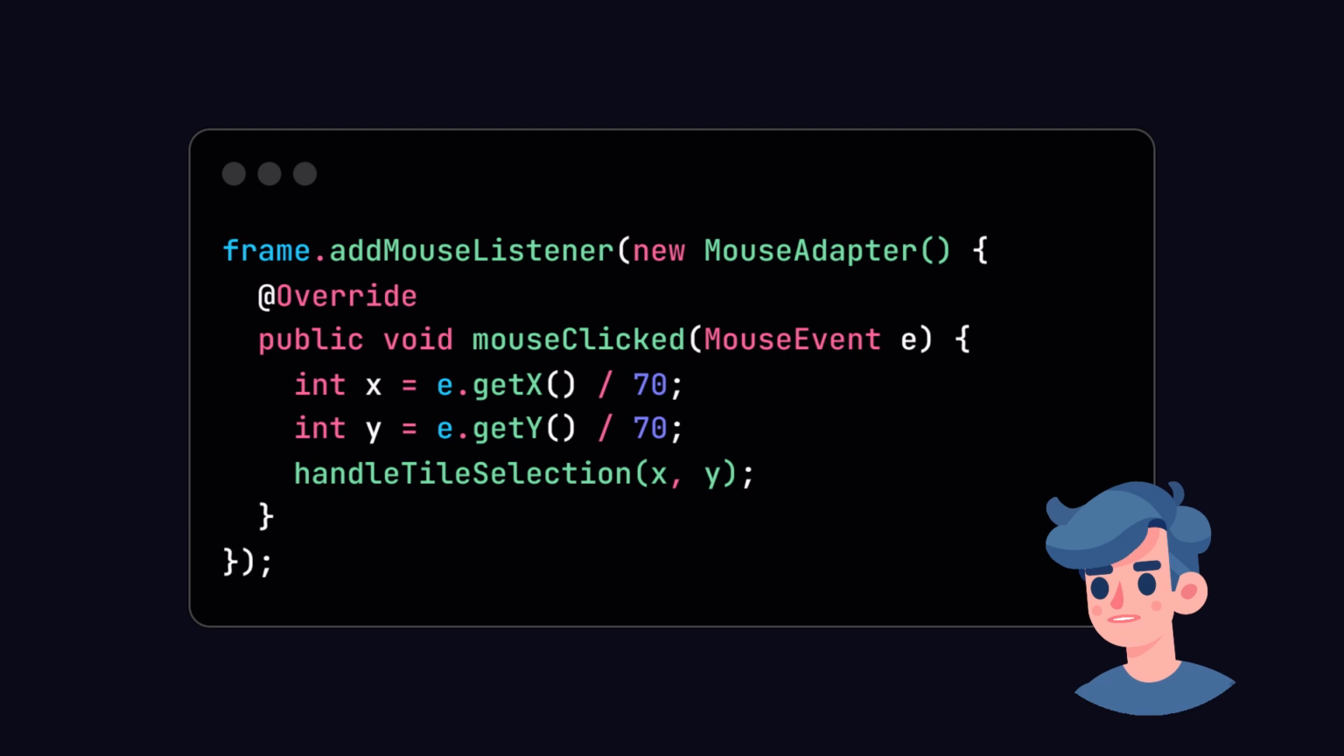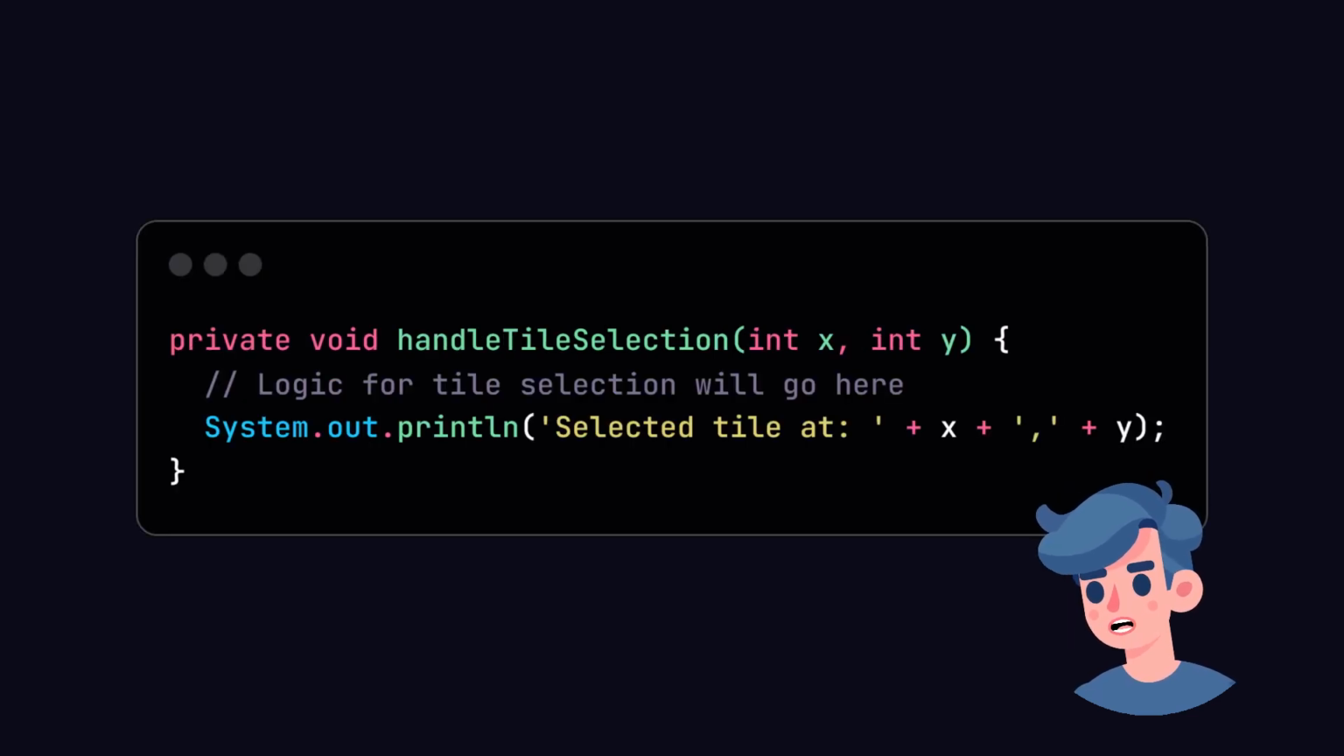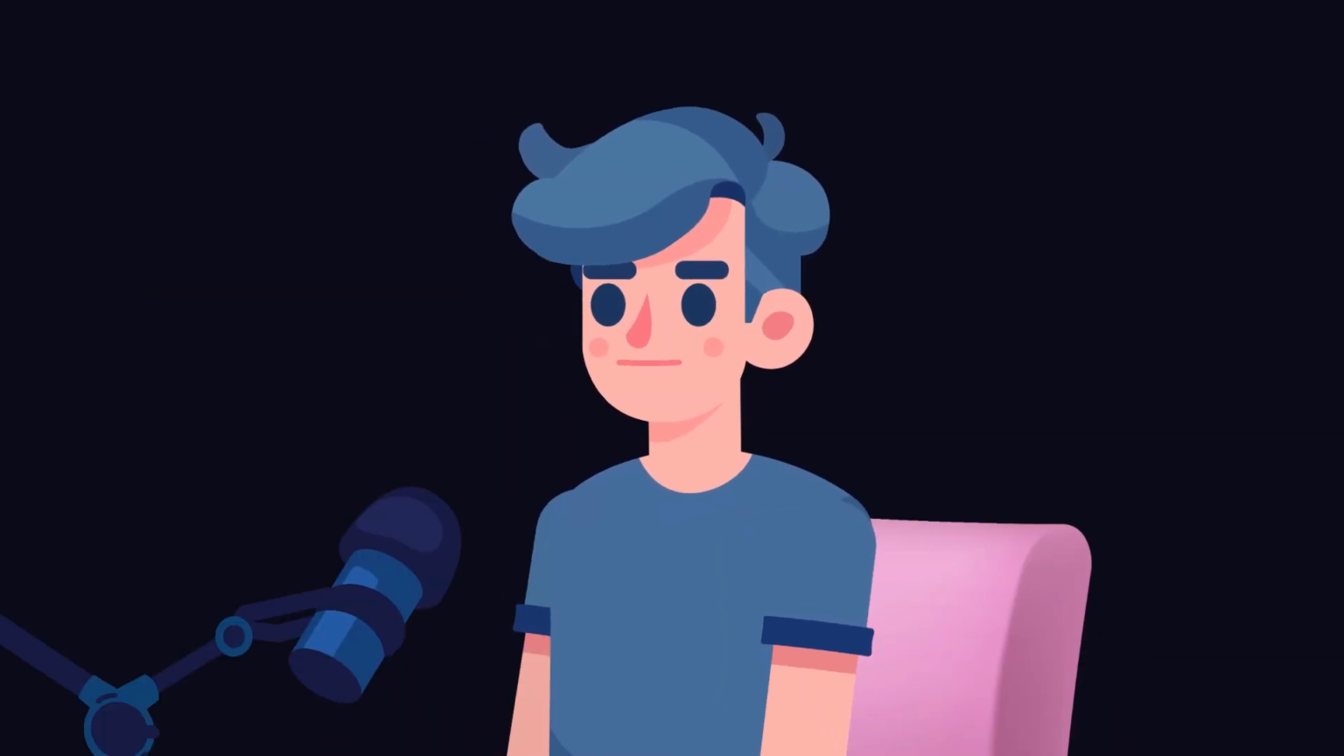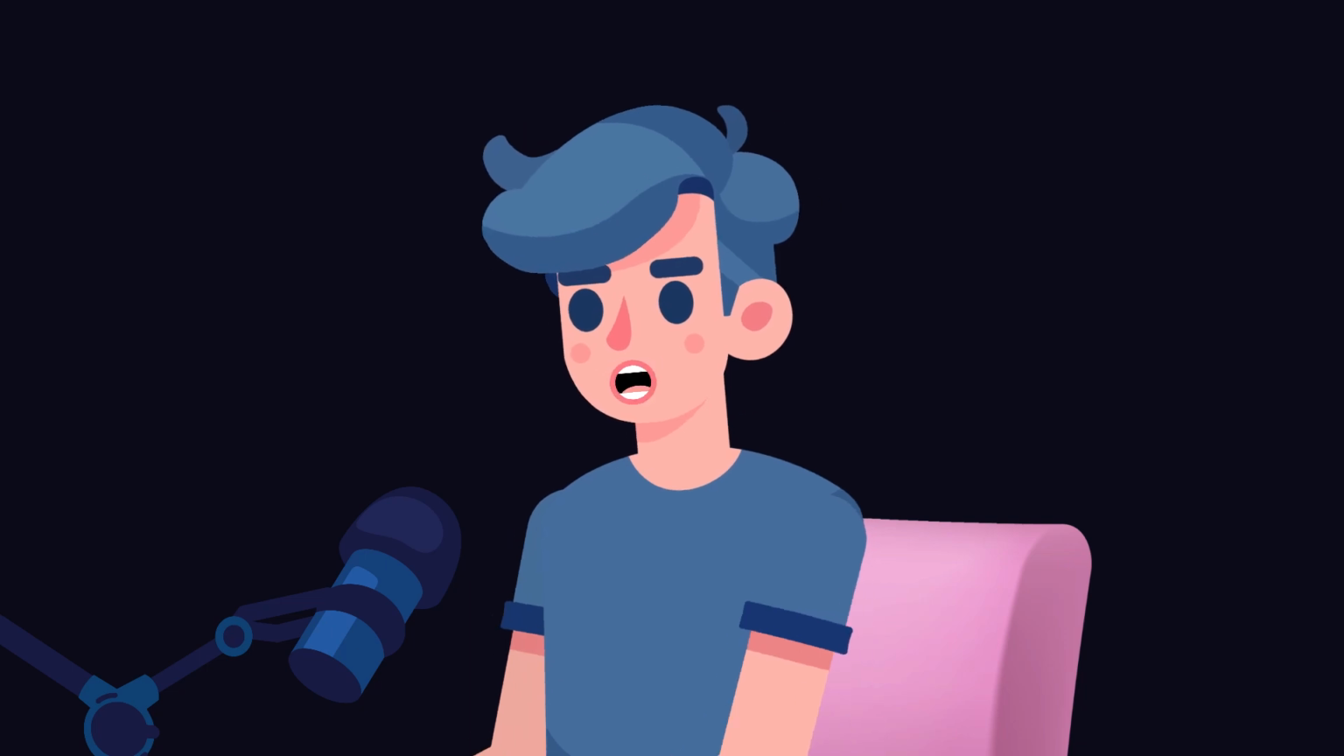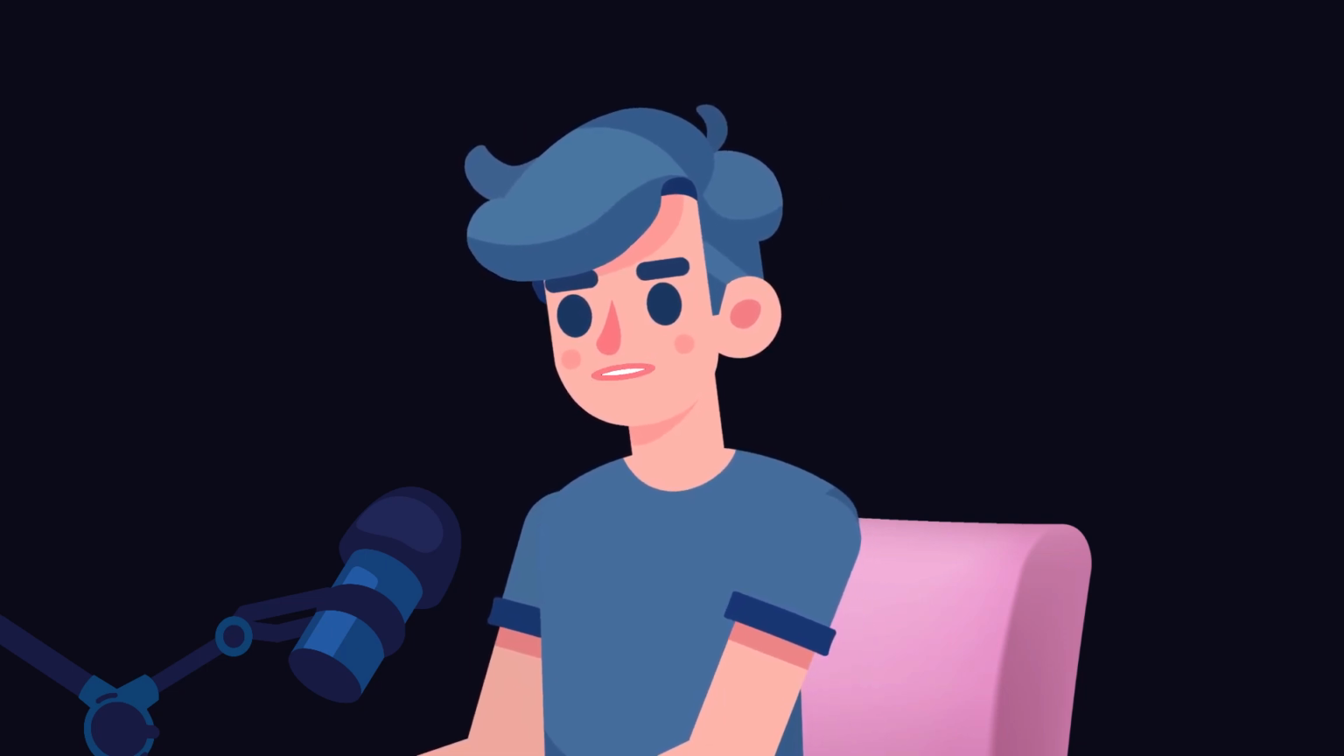Our next step is handling user input. We want the player to be able to select tiles. We will add mouse listeners to our JFrame. Now let's implement the handleTileSelection method. This method will get the coordinates of the tile clicked by the player. Compile and run your code again. Try clicking on the tiles, and you should see the coordinates printed in the console.